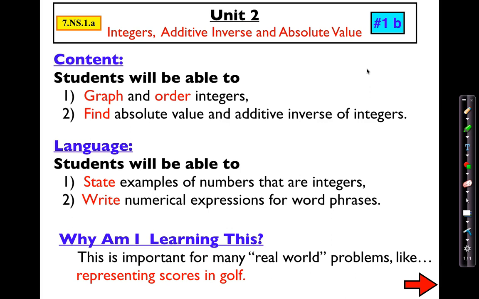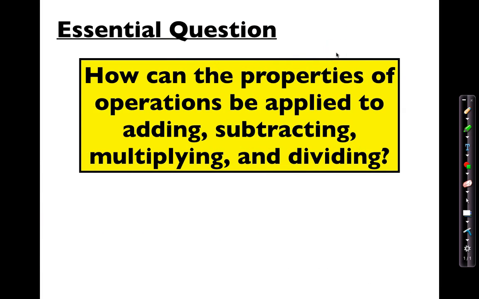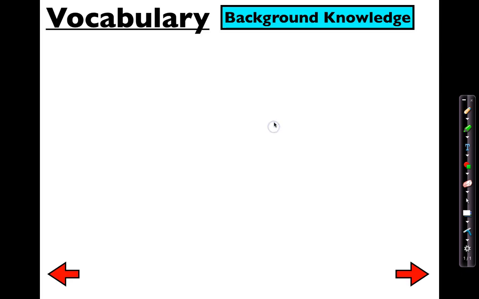Well, why am I learning this? Well, it's important for many real-world problems like representing the scores in golf. So the essential question is, how can the properties of operation be applied to adding, subtracting, multiplying, and dividing? So first of all, we're going to go over some background knowledge.